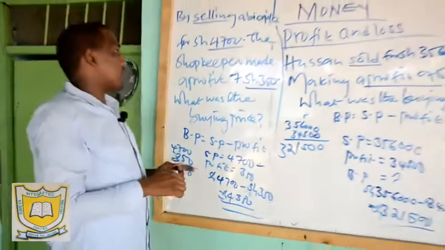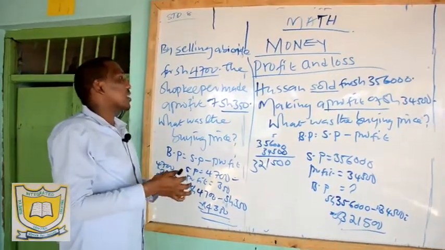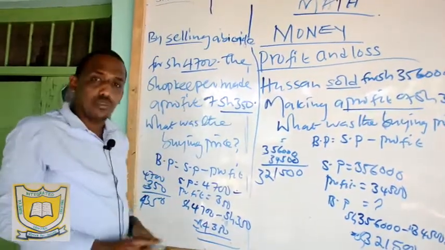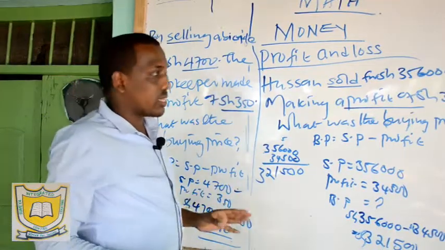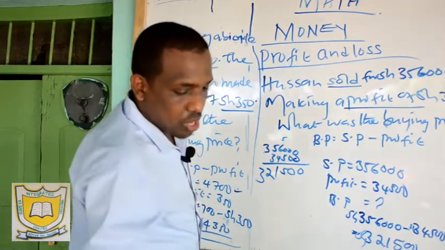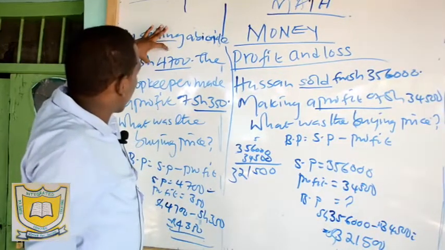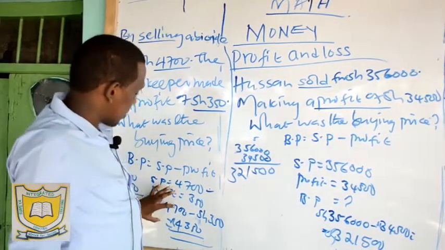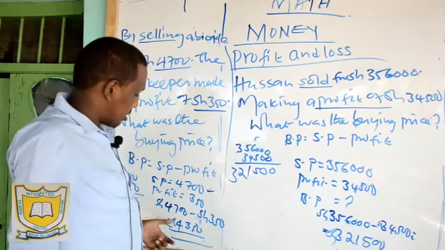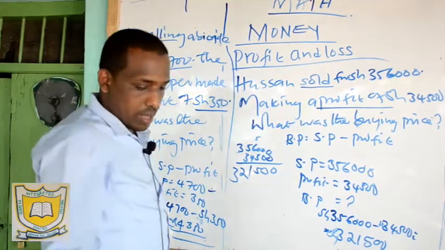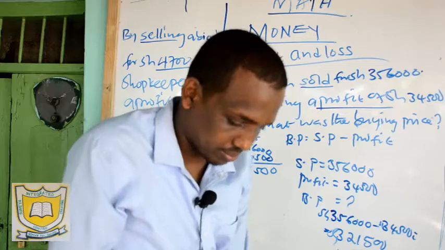So to get the buying price, we said you subtract the profit from the selling price. After subtracting the profit from the selling price, whatever you get will be the buying price. So selling price 4,700 minus profit 350. You subtract, and you get the buying price as that.